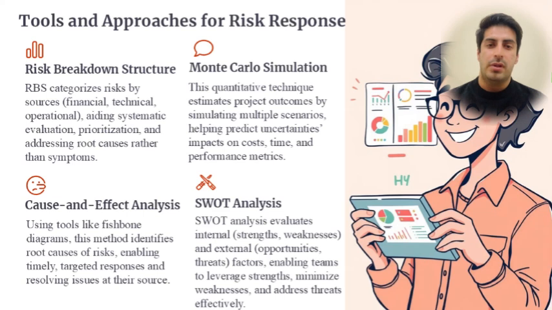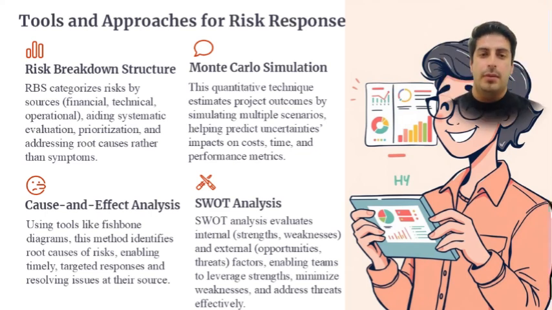Second approach for risk response is cause and effect analysis. By utilizing tools such as the fishbone diagram, this approach helps uncover the root causes of risk. Third tool is Monte Carlo simulation, which forecasts project outcomes by simulating various scenarios. Like SWOT analysis, which examines both internal factors, which are strengths and weaknesses, and external factors, which are opportunities and threats.